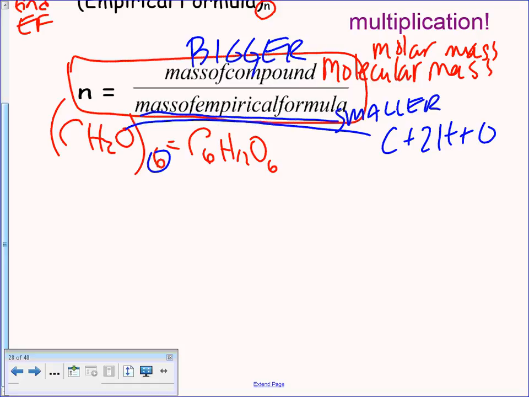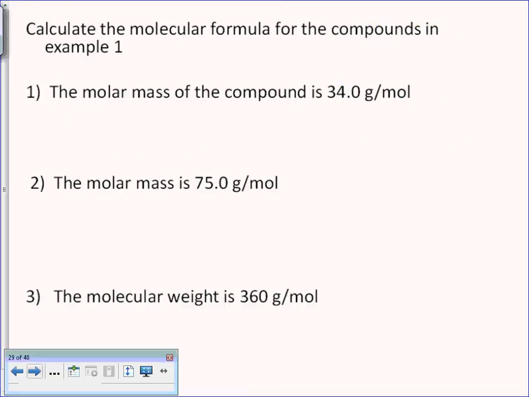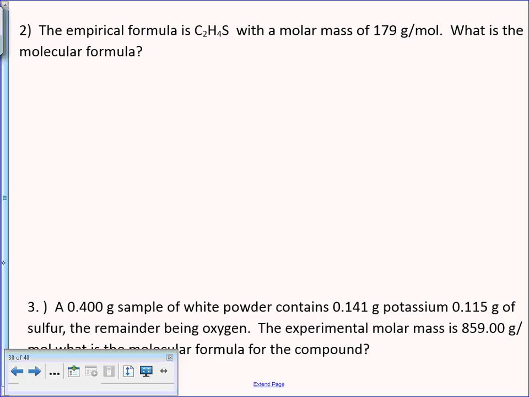Let's do that. Number 2. The empirical formula is C2H4S, with a molar mass of 179 grams per mole. What is the molecular formula? So what have I given you? I've given you the what? Molar mass. Okay, so the molar mass is 179 grams per mole, and I've given you the empirical formula.